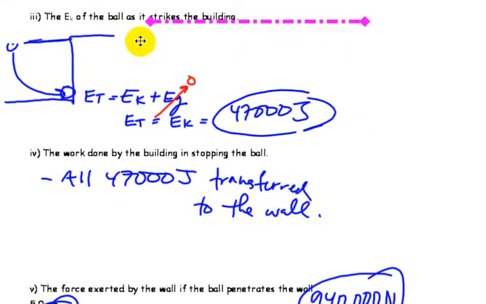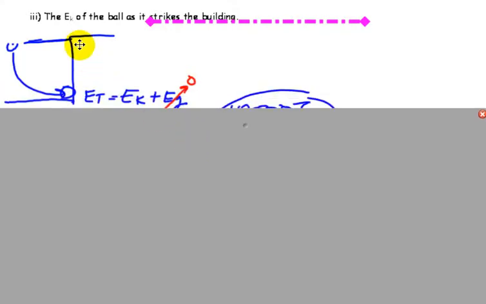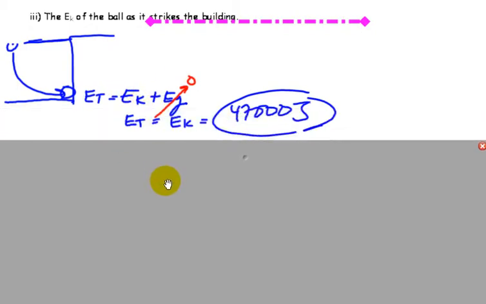Okay, and then next here, what's the kinetic energy as the ball strikes the building? So just the opposite, the ball falls down to its lowest point, virtually ground level. So the gravitational energy is going to be zero, so all of its energy is kinetic. So total kinetic energy is equal to the E total from earlier, 47,000 joules again. All that energy it gained as it was being lifted up was potential energy, and now it's changing to 100% kinetic energy.